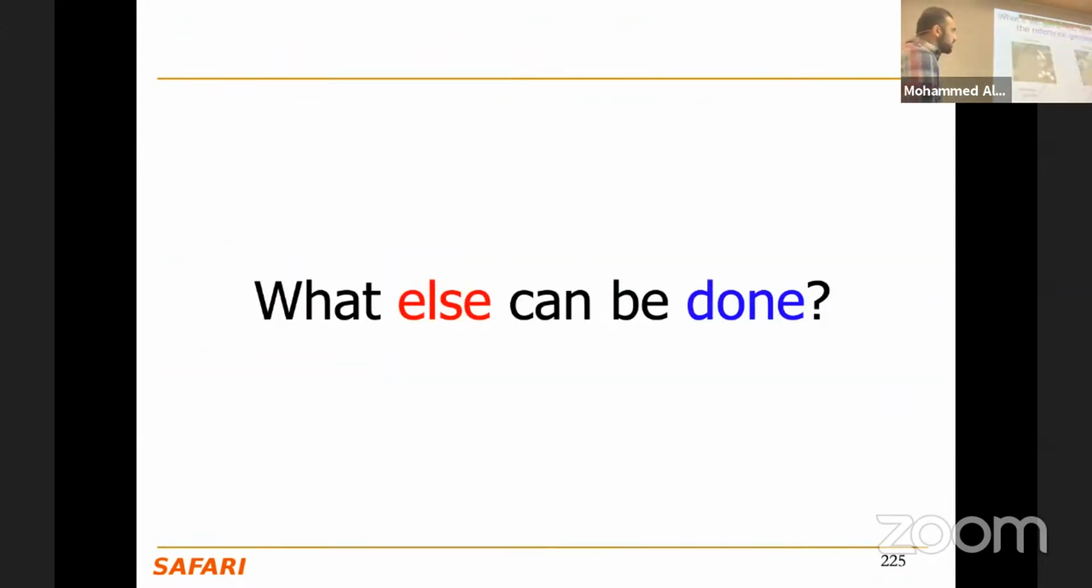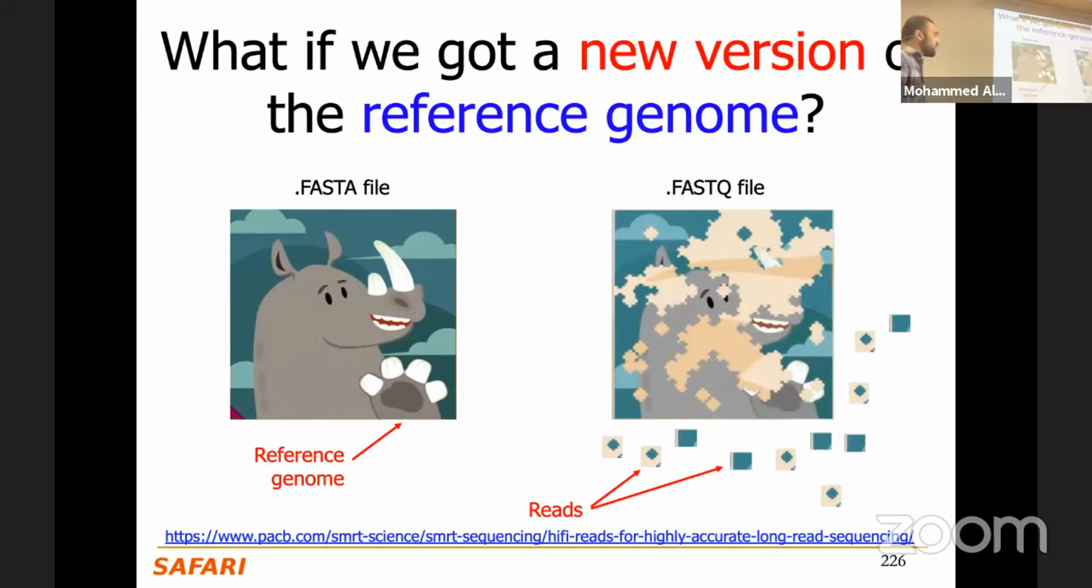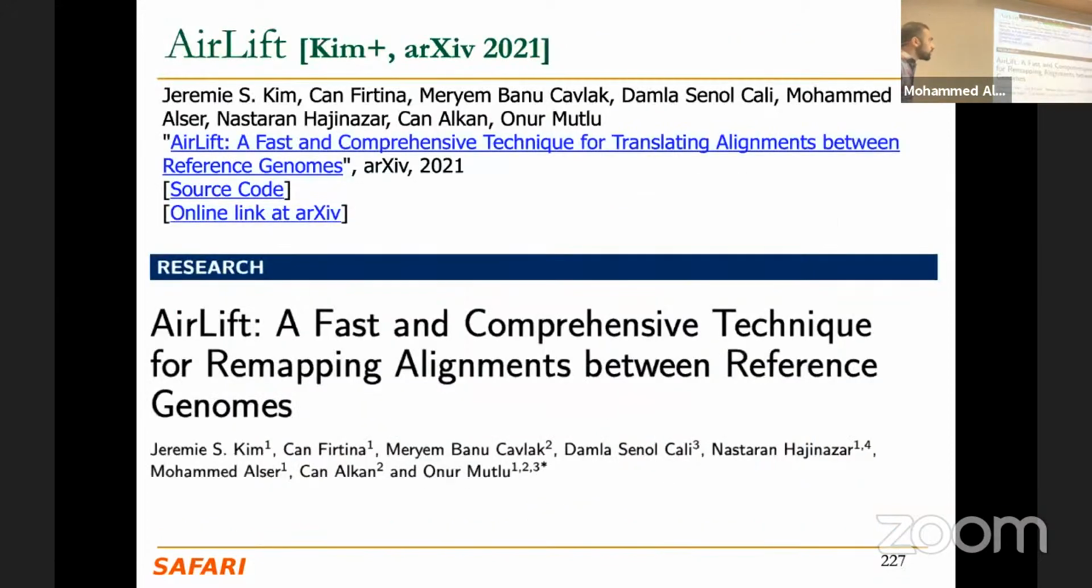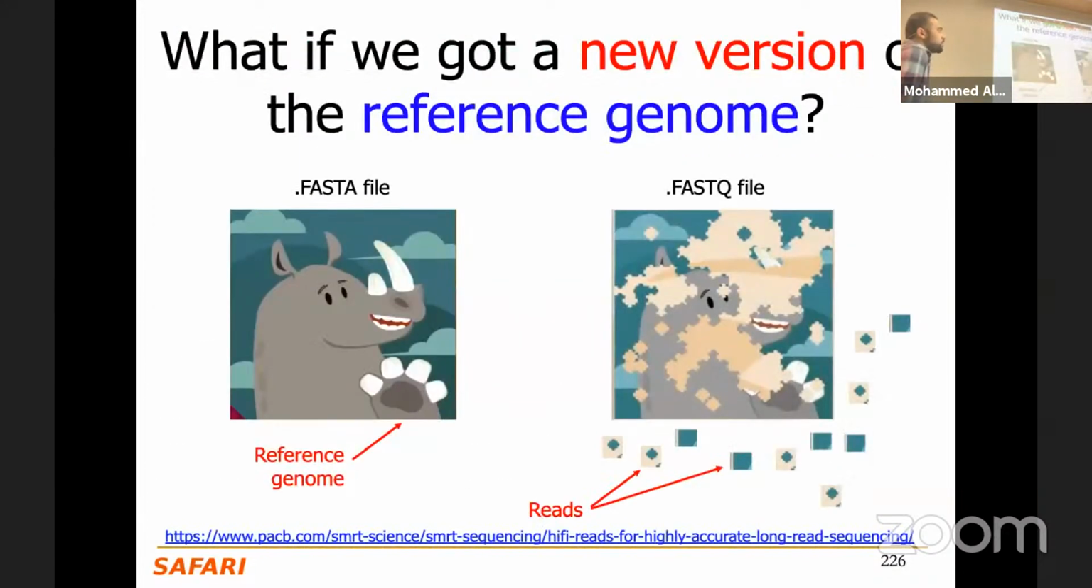What else can be done? Think about this again. What if a newly updated reference genome is given to you? Do you need to repeat the entire read mapping step? This is our next work, which we call AirLift, where we don't need to repeat read mapping if you get a new reference genome. Assume you already did read mapping before.